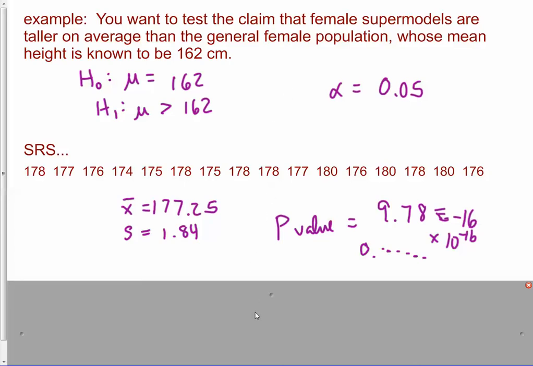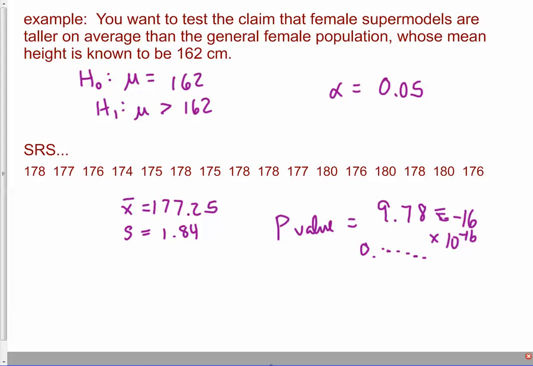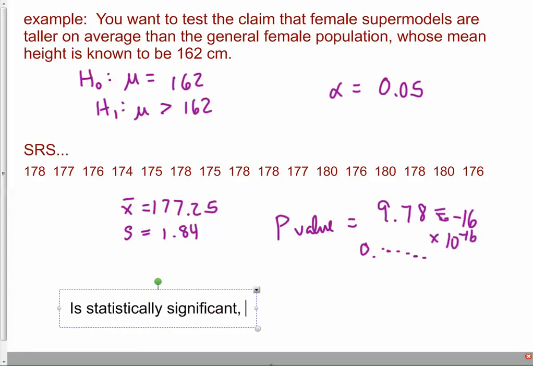It is astronomically unlikely that supermodels' heights could have the same mean as the general population of 162, and us getting 16 randomly selected people whose average is that big. It's just too unlikely. It's as impossible as things get without truly being zero probability. So this one is statistically significant. And we do reject the null hypothesis. We do reject the claim that the mean is 162.